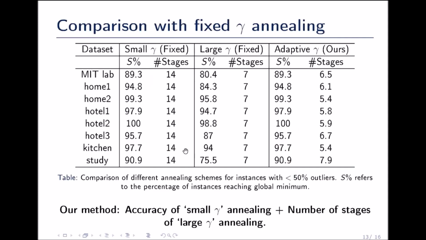We also do a comparison with fixed annealing where gamma is constant. For the small gamma, we pick gamma equal to 1.4, and for the large gamma, we pick gamma equal to 2. We observe that our method combines the benefits of both small gamma annealing and the large gamma annealing by giving the best accuracy in the least number of GNC stages.